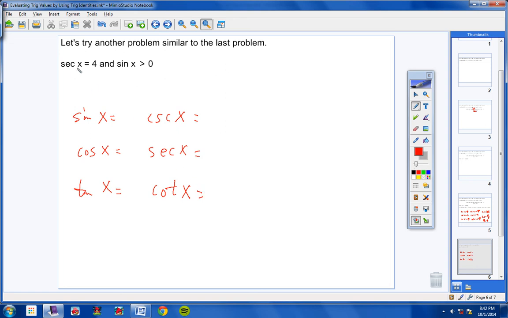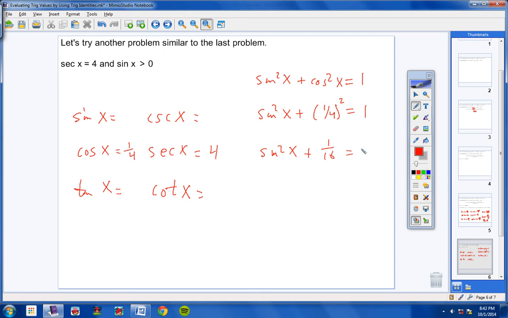The one trig value we know is secant of x is 4. So if secant of x is 4, then cosine of x would be 1/4. We're going to flip the 4. Just like the last problem, we know cosine. So very quickly, using our Pythagorean identity, sine squared plus cosine squared equals 1. So sine squared x plus 1/4 squared equals 1. Then I have sine squared x plus 1/16 equals 1, since 1 times 1 and 4 times 4 is 16. Then bring the 1/16 over and make it negative, so 1 minus 1/16, and that would be sine squared equals 15/16.